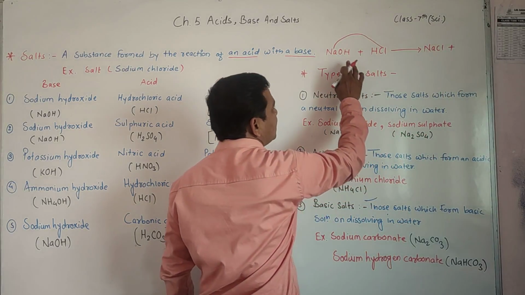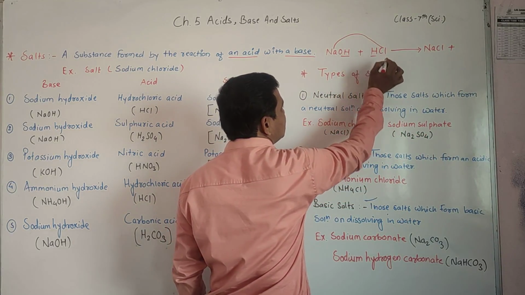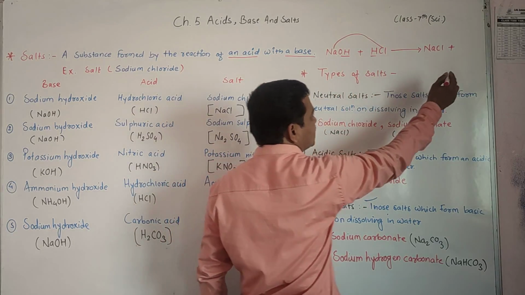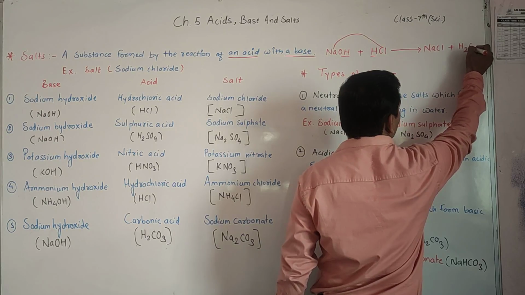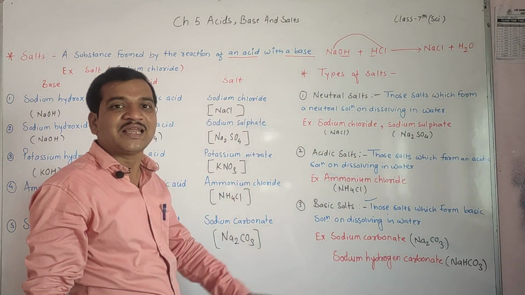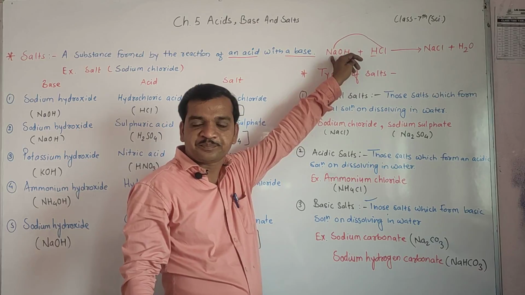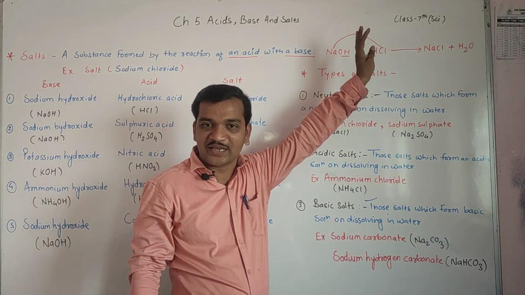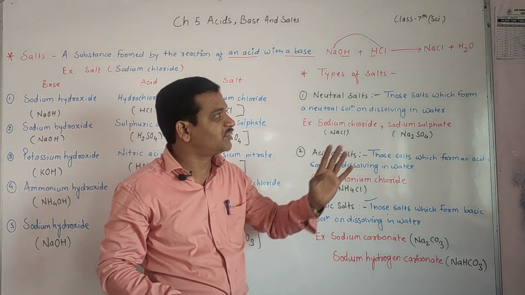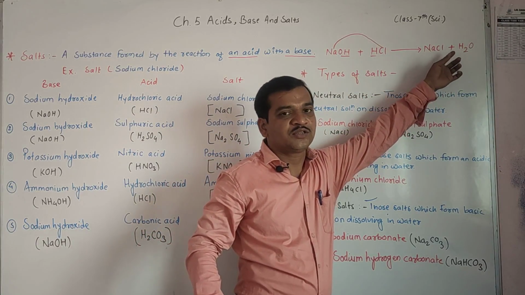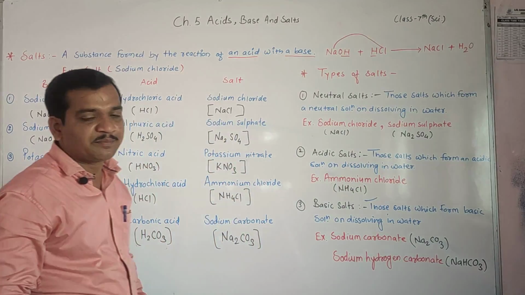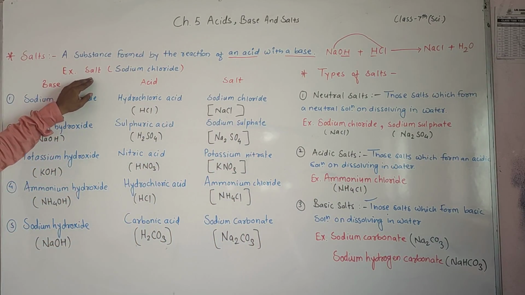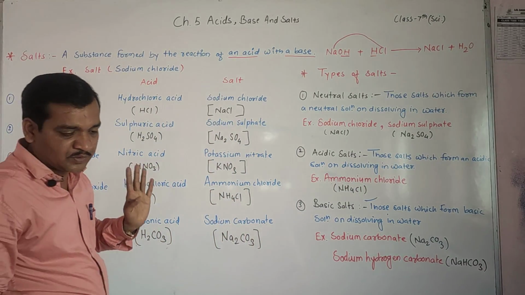Now what remains? Here OH remains and here H remains. So this OH plus H, how many H? Two are there, so you can write here 2. H2O. So this reaction is called a neutralization reaction. In a neutralization reaction, salt and water are obtained. So this is the salt, NaCl, sodium chloride. One example is given here. See, an example of salt, sodium chloride.